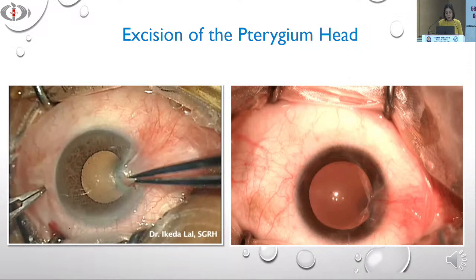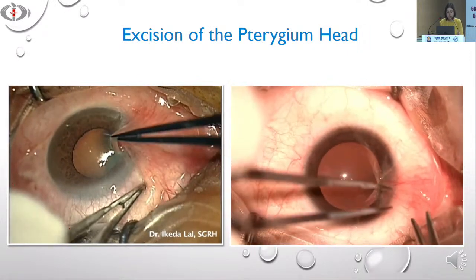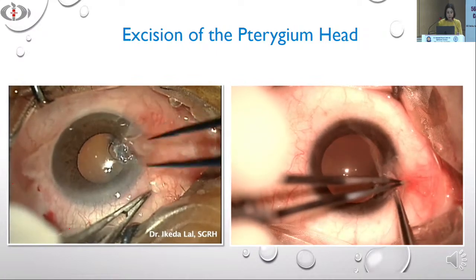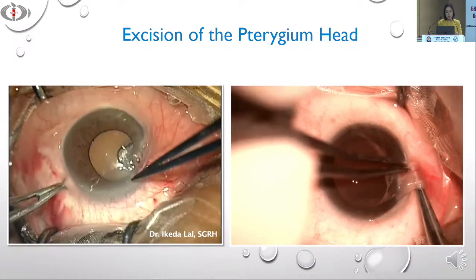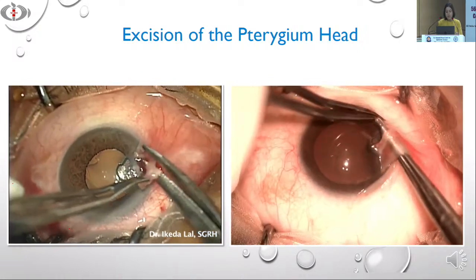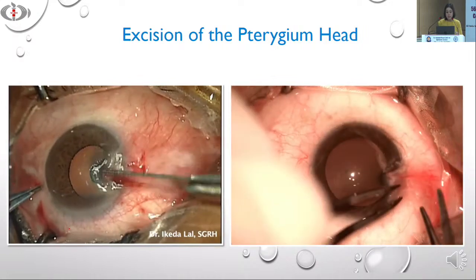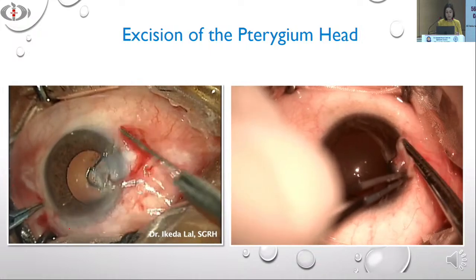So let's first understand how to excise the head of the pterygium. Here are two different videos and two different ways that I am doing this. In the first video here, we are just stripping the head of the pterygium from the corneal surface using two sharp forceps. And in the second video here, we have excised the head of the pterygium and then are clearing off the remnant tissue with the help of a number 15 blade.